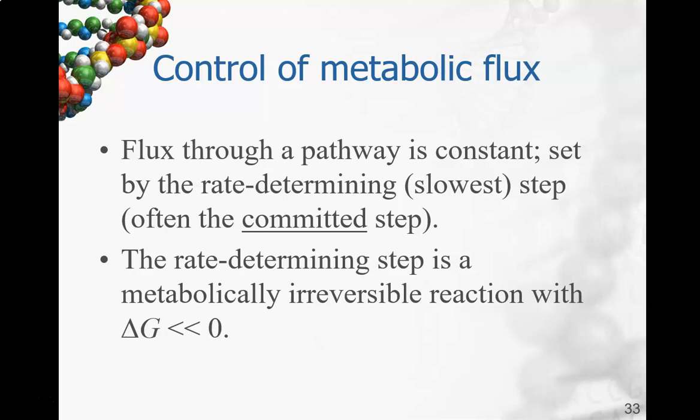But first, let me show you that if we go through a pathway, the flux through a pathway is constant, and it is set by the rate determining or the slowest step. So that's where we're going to control a pathway. So we can either activate that enzyme or speed it up, or we can slow it down. We should be able to spot this in a pathway diagram because it will show the arrow in one direction, or we could look at the delta G, and if the delta G is a really high negative number, we know that the reaction is only going to go in one direction.